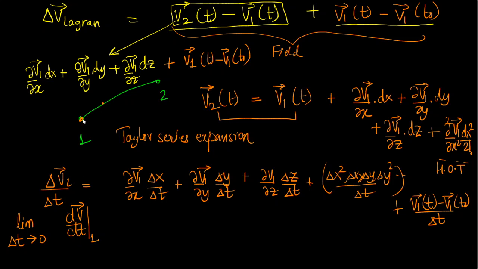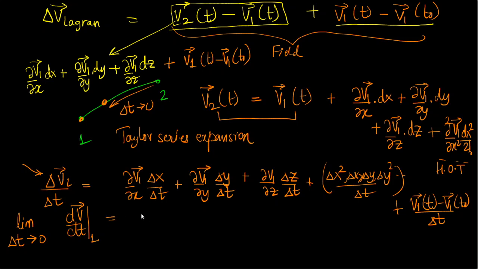As time goes to 0, that is, points 1 and 2 are merging. As time delta t goes to 0, point 2 tends to point 1. And thus, this is the very definition of the velocity of the particle in the classical mechanical sense.